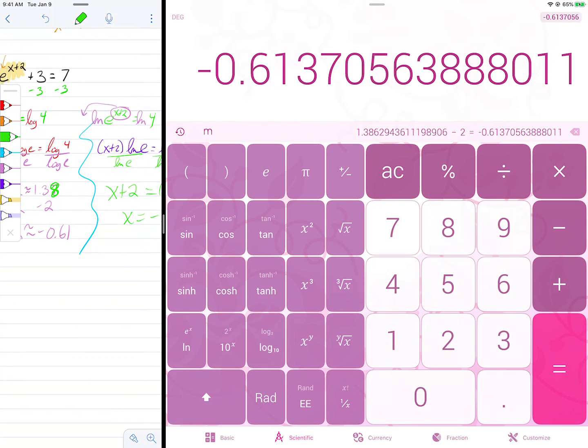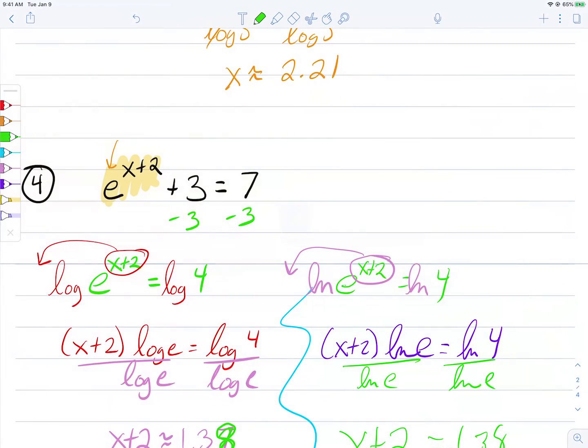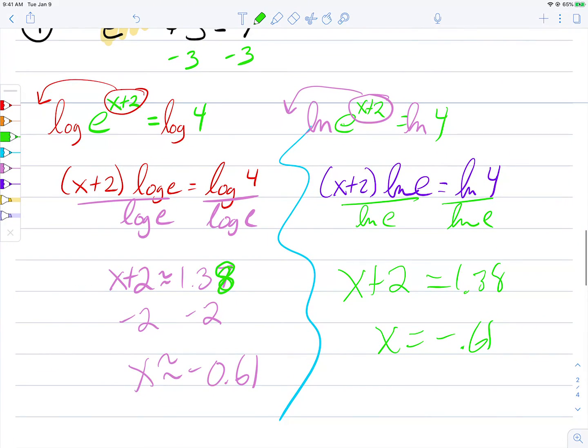I approximated this one incorrectly. That should have been a 0.38. So either way on this problem, you could use log or natural log. You get the exact same answer.